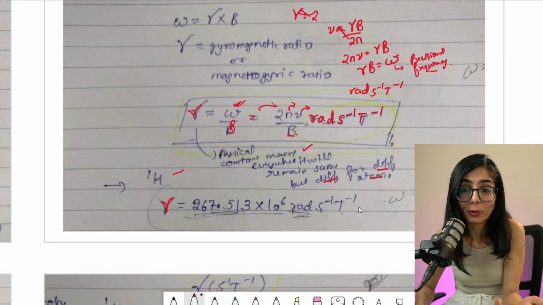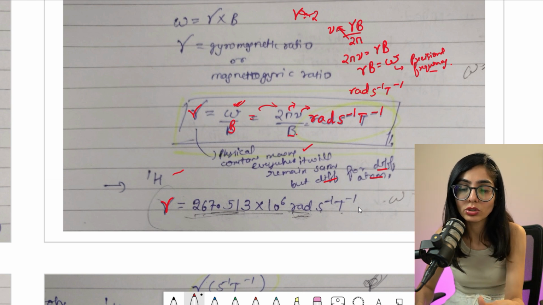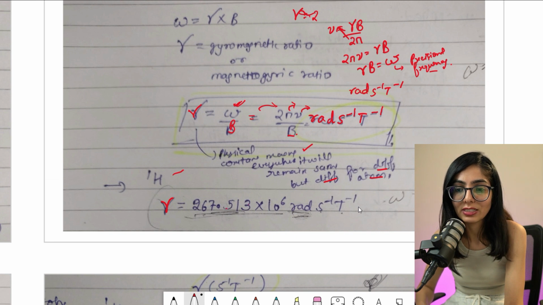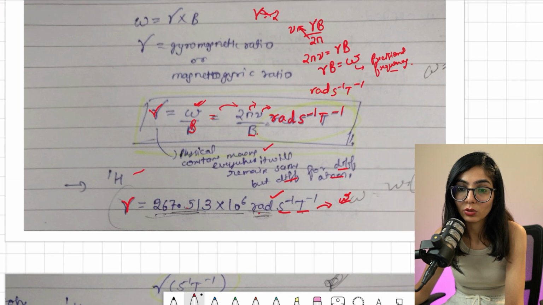They will help you. There are basically only 4 values in general that are mostly used. In the next slide you will see the remaining 3, but for now just bear with me. So this is 267.513 into 10 raised to the power 6 radian per second per Tesla. Whenever this unit, radian per second per Tesla, is there, it always happens in the case of the precessional frequency. Always remember that. Yeah, going to the next slide.